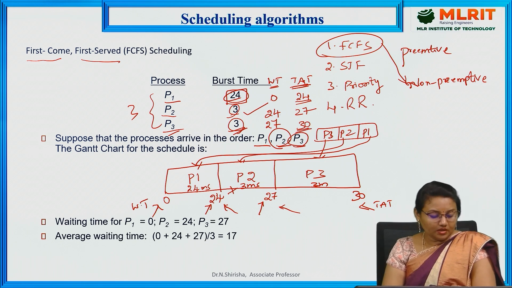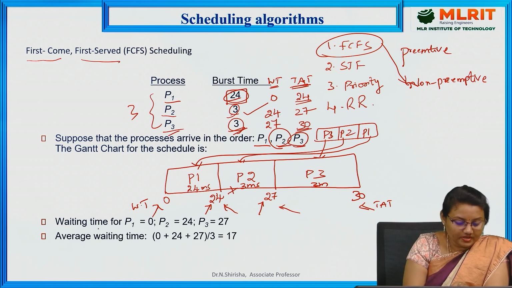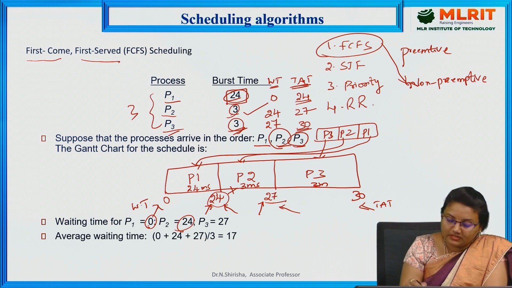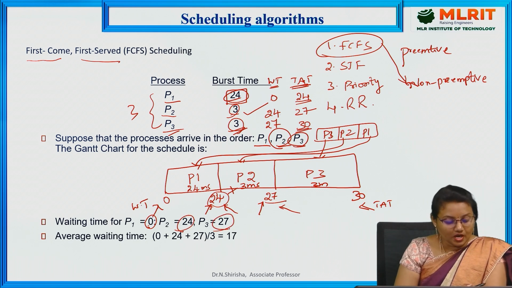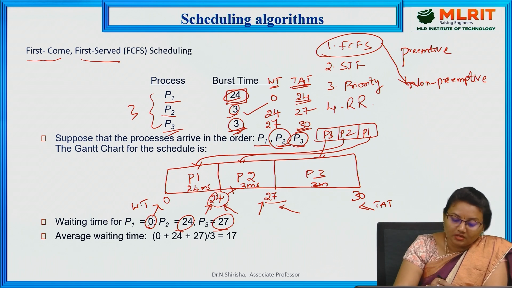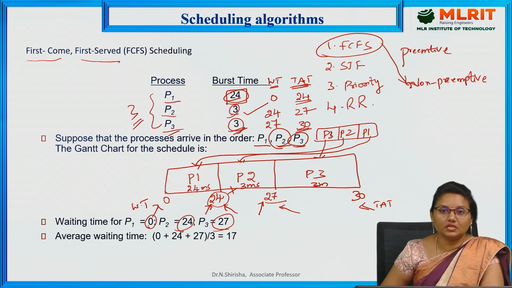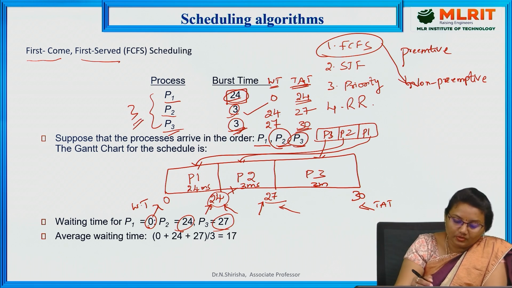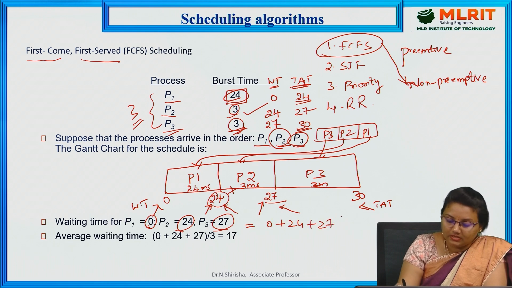As we have seen in the Gantt chart, the waiting time for P1 is 0 milliseconds, for P2 it is 24 milliseconds, and for P3 it is 27 milliseconds. The average waiting time is calculated by adding all these waiting times and dividing by the number of processes. The number of processes is 3, so 0 plus 24 plus 27 divided by 3.